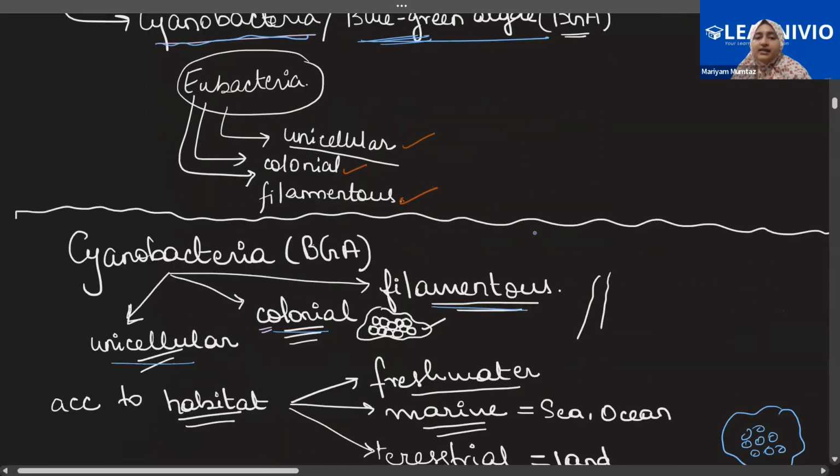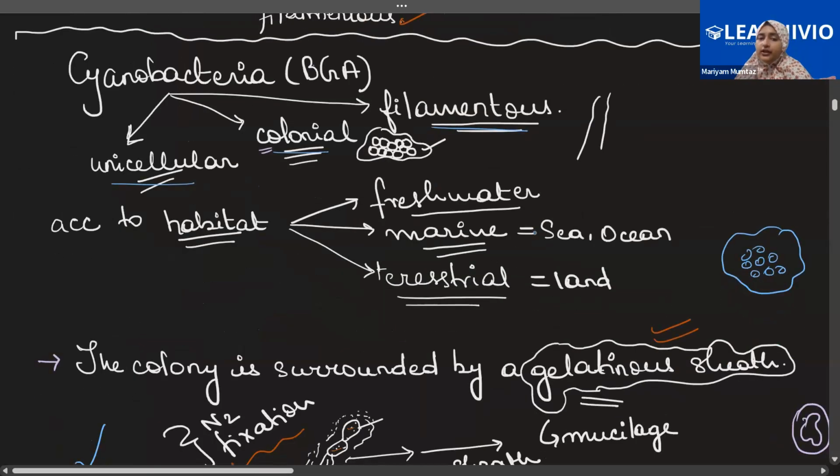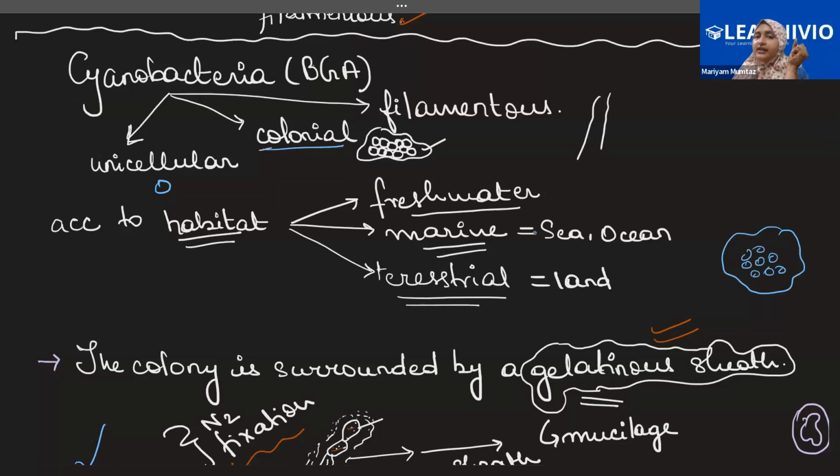Now, they can be present in a unicellular form, in a colonial form, or in a filamentous form. Everyone knows the difference between unicellular, colonial, and filamentous, right? When it is unicellular, one cell is there. When it is colonial, multiple cells form a colony. When it is filamentous, it is a thread-like, filament-like structure.